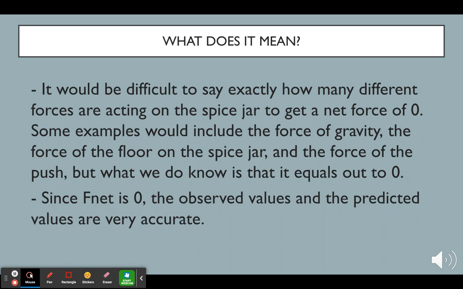Firstly, since Fnet is equal to zero, the observed values and the predicted values are very accurate to each other, showing that there is indeed a constant velocity with the spice jar rolling. It would be extremely difficult to say exactly how many forces are acting on the spice jar to get a net force of zero, but some examples include the force of gravity, the force of the floor on the spice jar, and the force of the push. But what we do know for this case is that it all equals out to zero.